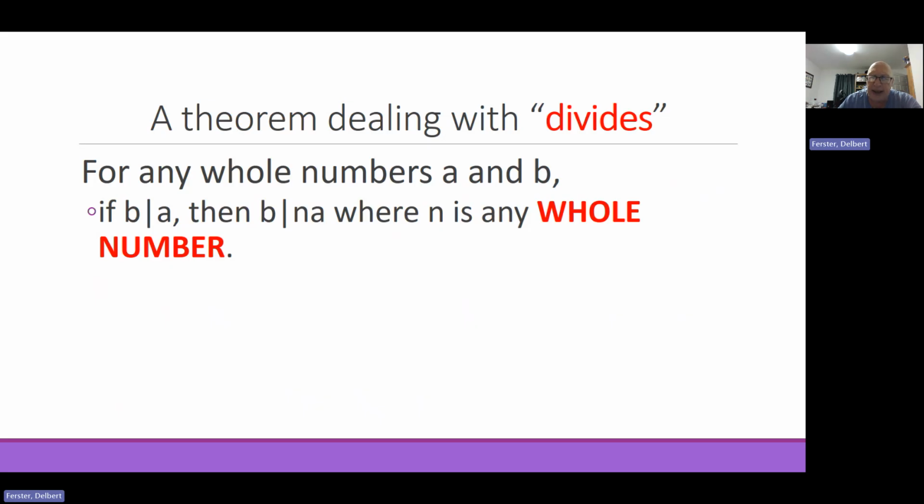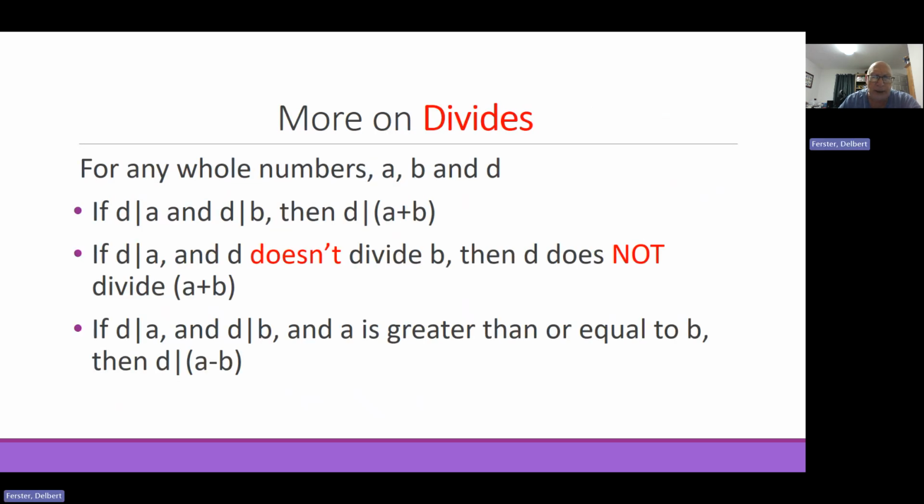For any whole numbers A and B, if B divides A, then B will divide any number times A, where that any number is any whole number. So again, we kind of solved this on a problem earlier. If B divides A, B is going to divide something times A no matter what the something is. All right, so here we go.